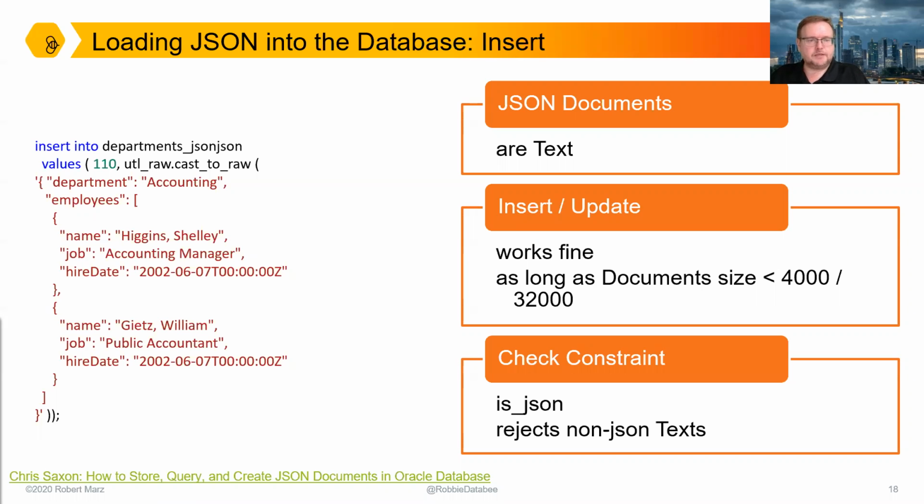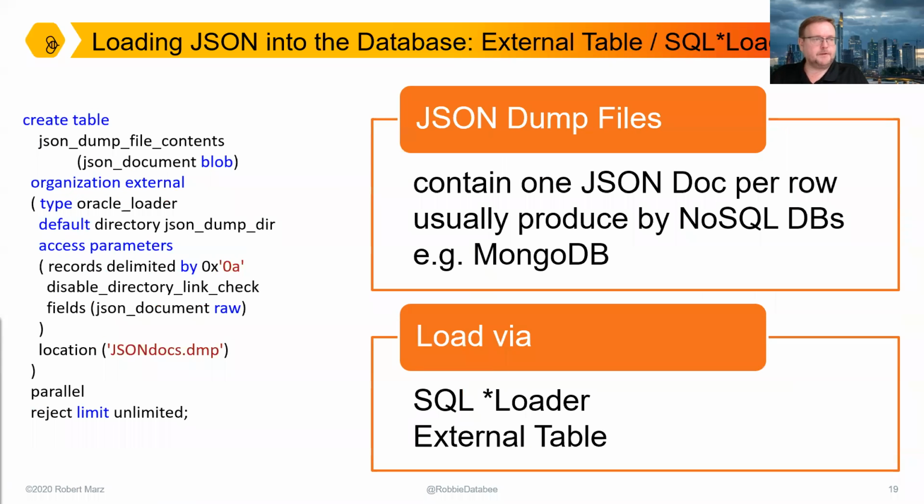So you can always say insert, and this will work very fine. The util cast to raw here is used because the data type of this column is a blob. So it's not a CLOB, it is a binary blob, so we have to cast to raw. And this is the reason for that.